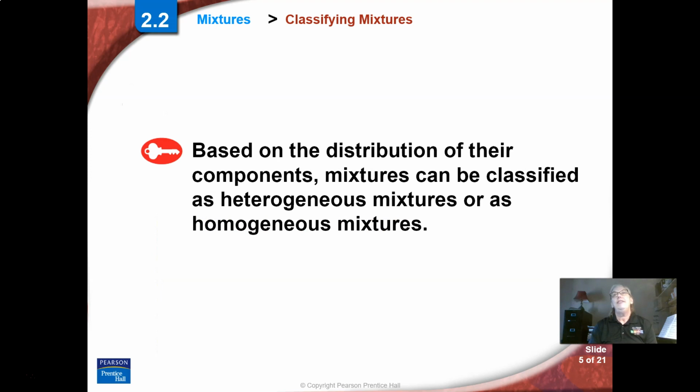So we can either have a mixture that's called heterogeneous or homogeneous. Homo means the same and hetero means different. So we're going to use those words to figure out how we can classify mixtures.